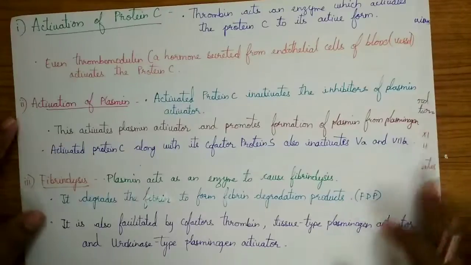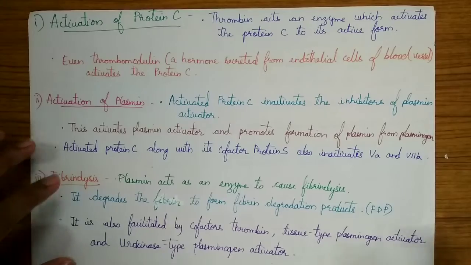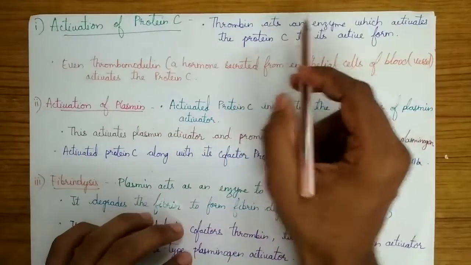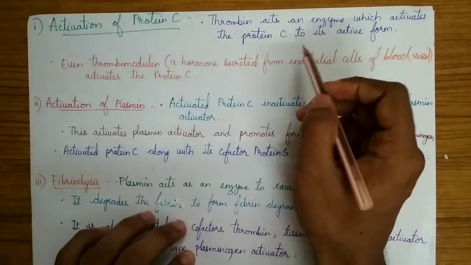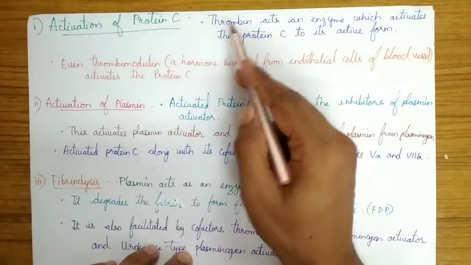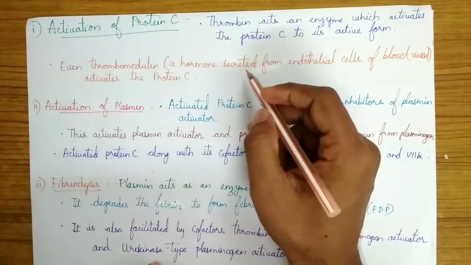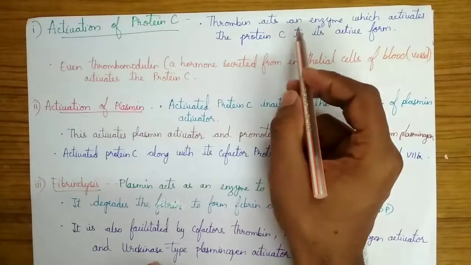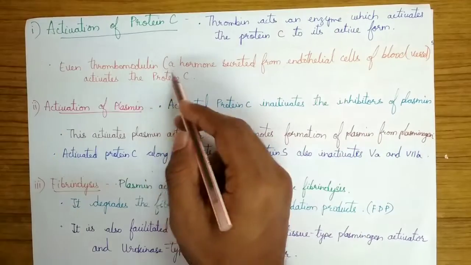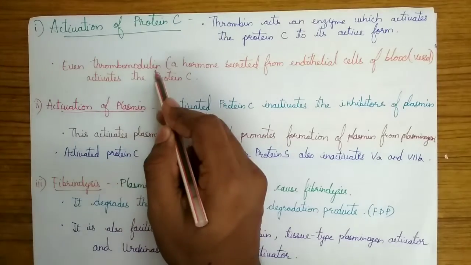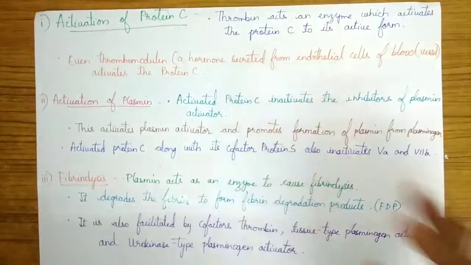The first step is activation of protein C. The thrombin, which is activated in the blood coagulation process, acts as an enzyme which activates the protein C to its active form. So as I told before, thrombin also acts as an anti-clotting factor and also as a coagulation factor. So it is a balancing factor in the coagulation and anticoagulation. Even the hormone thrombomodulin, which is secreted from the endothelial cells of the blood vessel, activates the protein C.